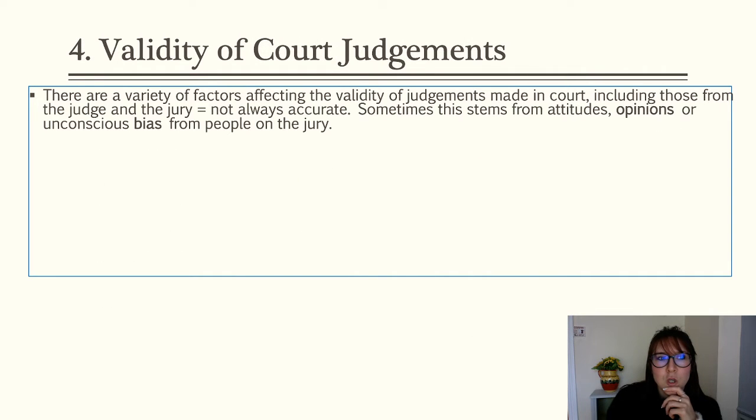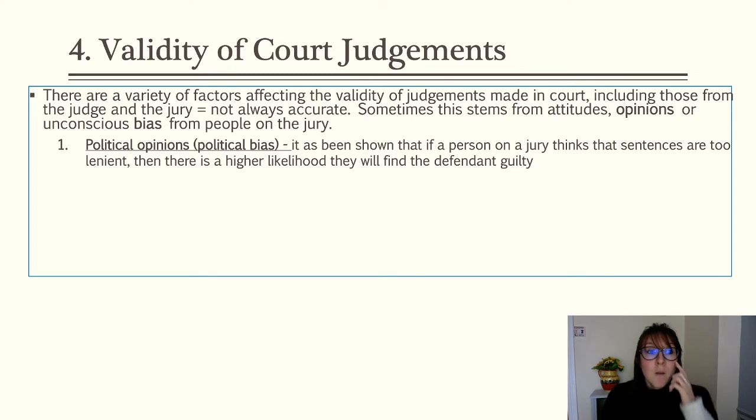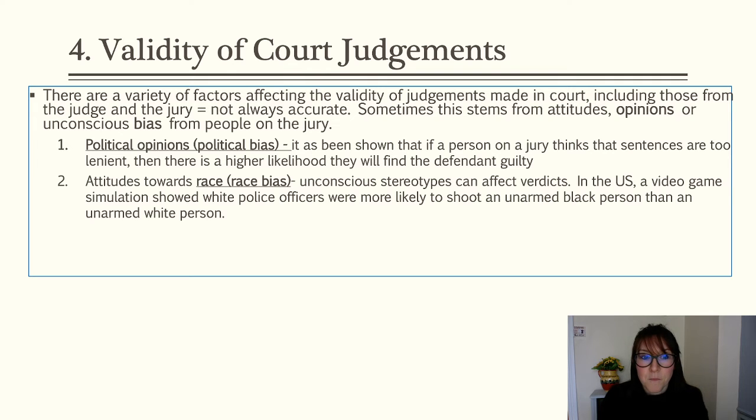Validity of court judgments. There are a variety of factors affecting the validity of judgments made in court, including those from the judge and the jury, not always accurate. Sometimes this stems from attitudes, opinions, or unconscious bias from people on the jury. You might not know you're biased. Political opinions, or political bias: it has been shown that if a person on a jury thinks that sentences are too lenient, so again, going down quite the conservative route, then there's a higher likelihood that they might find the defendant guilty.